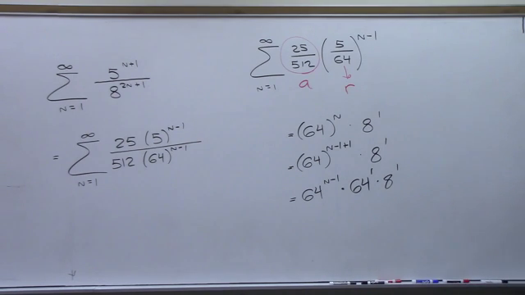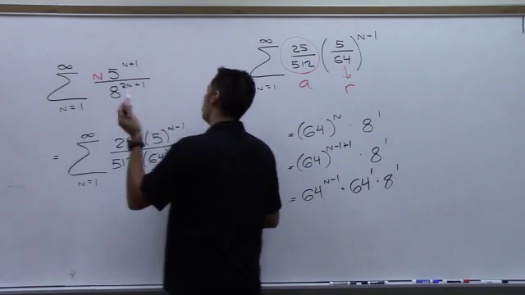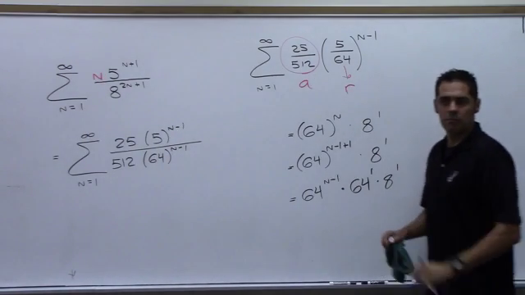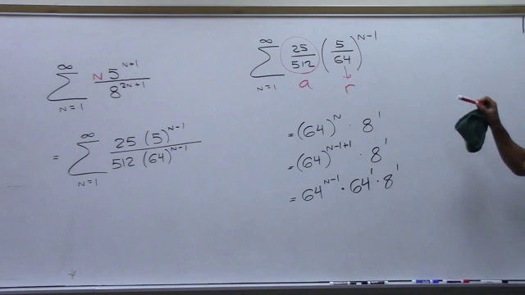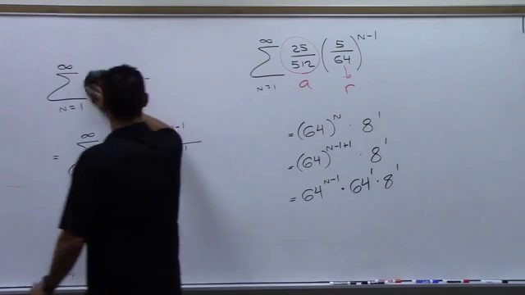Now let me just show you something. If I just put an n right here, you no longer have geometric. Even though everything else is geometric, that one n in there makes it no longer geometric. Well, we'll deal with that later. All right?